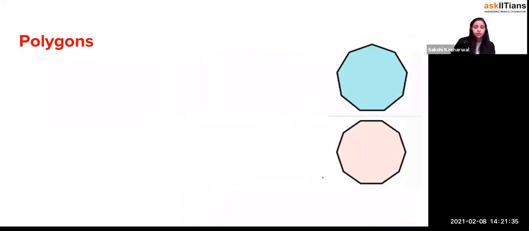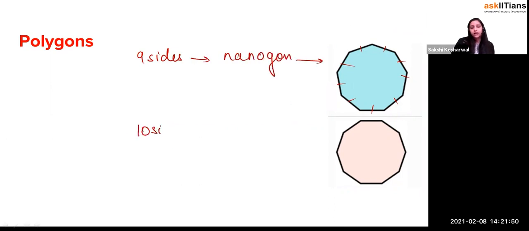Now, coming to this, it is having nine sides: 1, 2, 3, 4, 5, 6, 7, 8, 9. So this is called a nonagon, right? And this is having ten sides. We say this is a decagon.